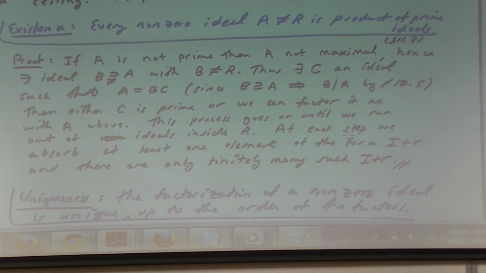Okay, but it's just like primes, right? My example, 75 is 3 times 25. Once I know 3 is prime, I stop working on that one and focus on the other thing. Same thing here. But this is a finite process because there's only so many elements that you can adjoin to an ideal to make it larger before you run out of things. There's only a finite number of classes.